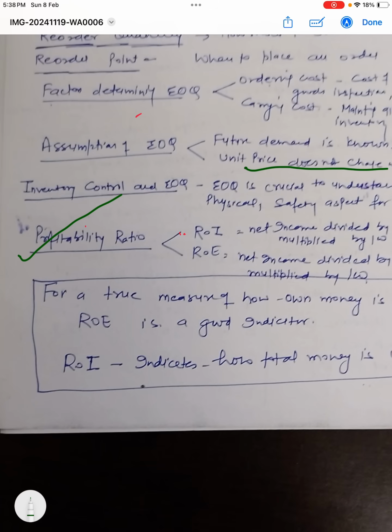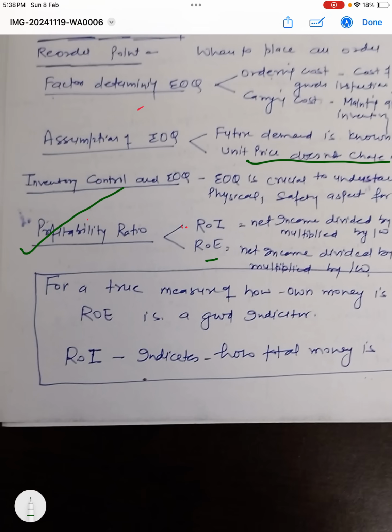Last is your profitability ratio. There are two profitability ratios, ROI and ROE: return on investment and return on equity. What is equity? My savings, the money which I have invested in my business from my own pocket, is equity. Let's say I decided to start a business and I invested 2 lakh rupees of my savings. That's equity. And I took a loan of 8 lakh rupees. So how much total money have I invested? 2 lakh is the equity and 8 lakh is the loan, so total money invested is 10 lakh.